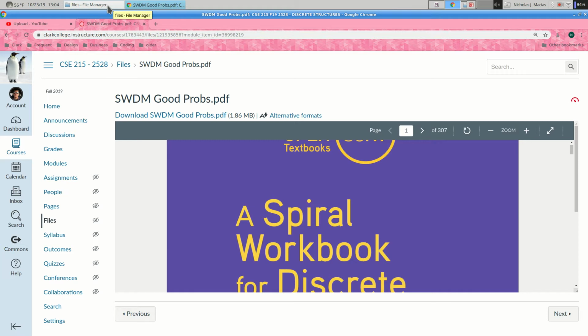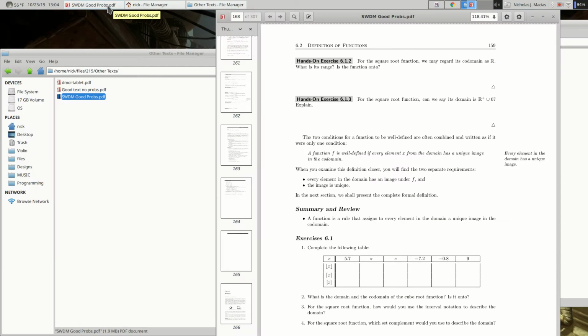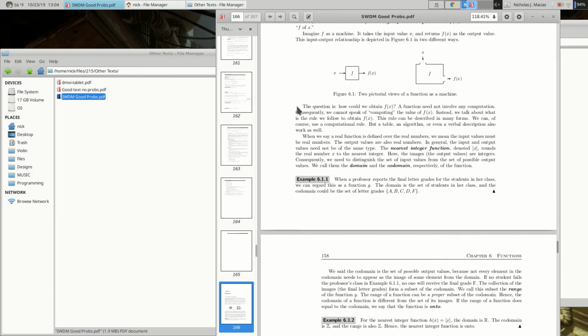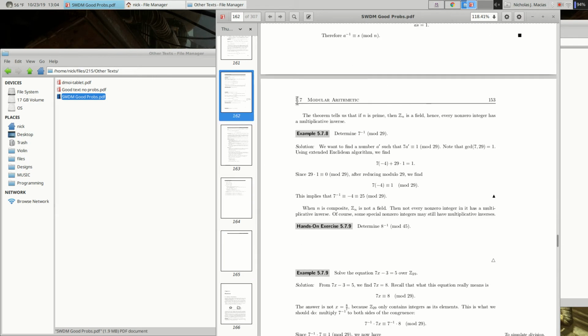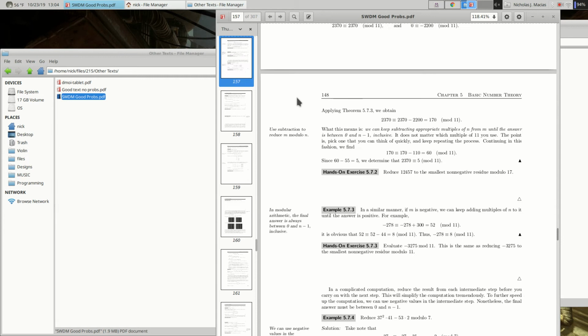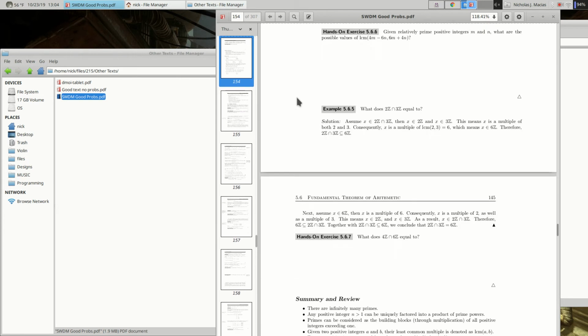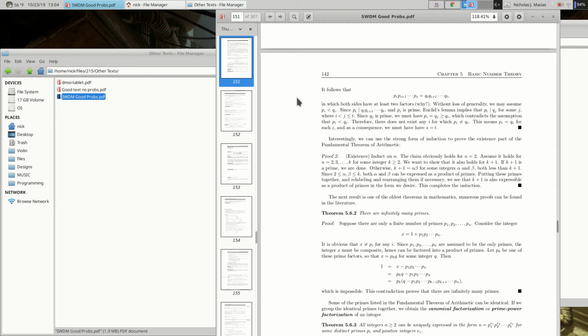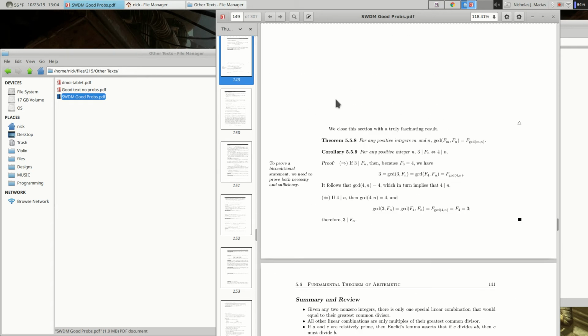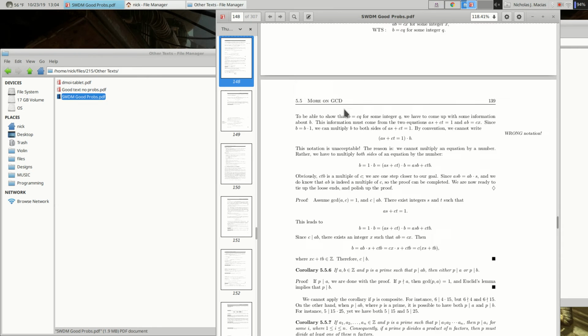Is that something you just found recently? A couple of years ago, I put it on Canvas. Yeah, mainly for the number theory stuff, because number theory is not covered in our book. So chapter 5 goes through a lot of what we've been talking about: modular arithmetic, Euclid's algorithm for greatest common divisor, and the fundamental theorem of arithmetic with primes and so on.